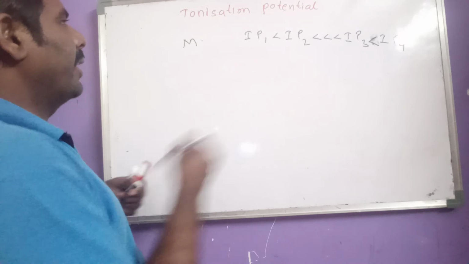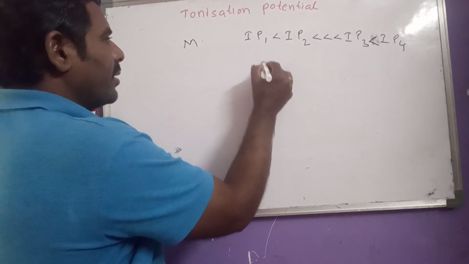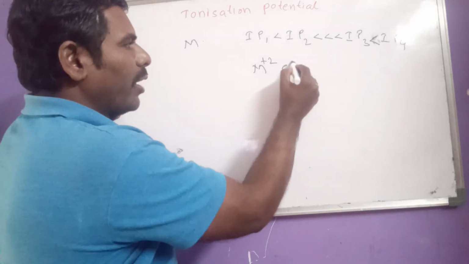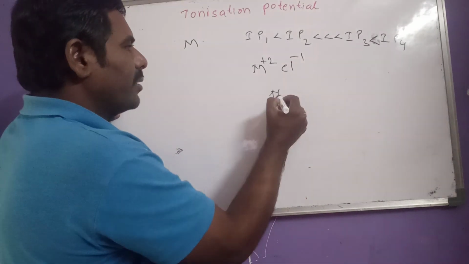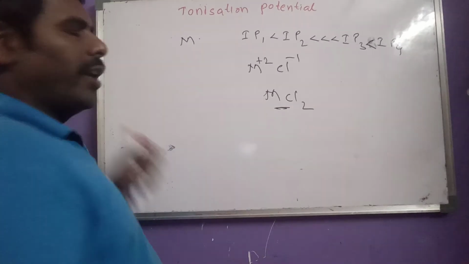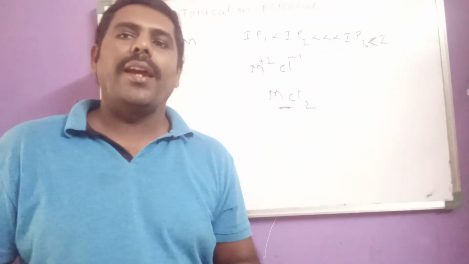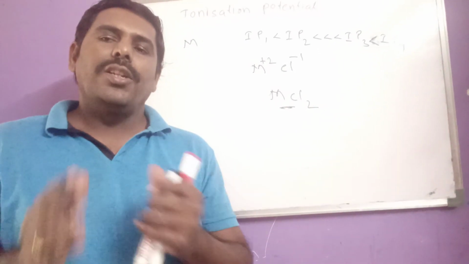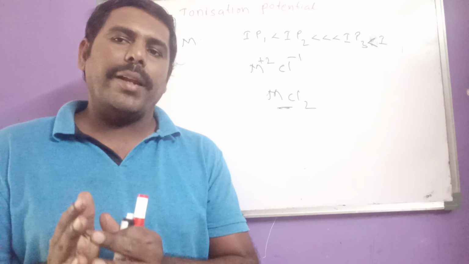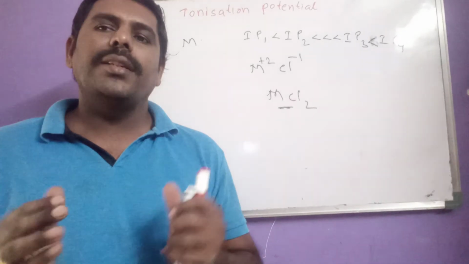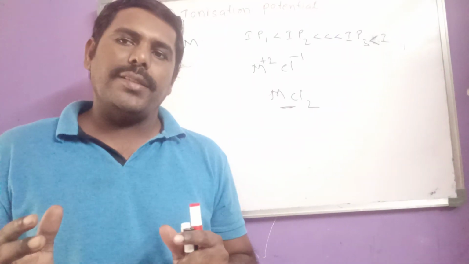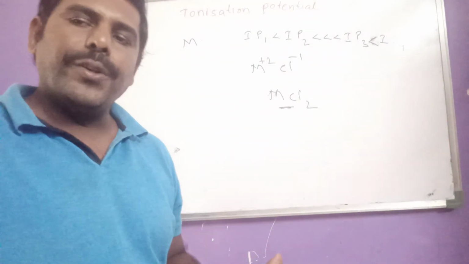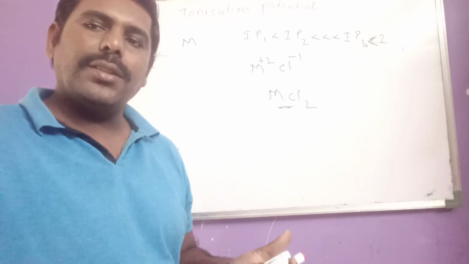A second A group element can exist in the M plus 2 oxidation state. Its chloride formula by the crisscross method is MCl2. So these are the questions we can get in competitive exams. In intermediate public examinations, the most important question is ionization potential for long answer. If you go through this, you can get a good score.